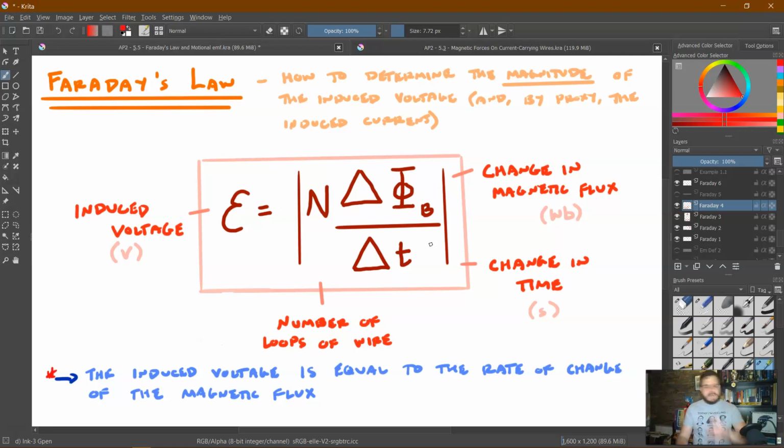But this is a voltage, not a current, so how do we get a current from it? Well, we just use Ohm's law: I is equal to delta V over R, where our delta V in this particular case will be epsilon, the induced voltage.